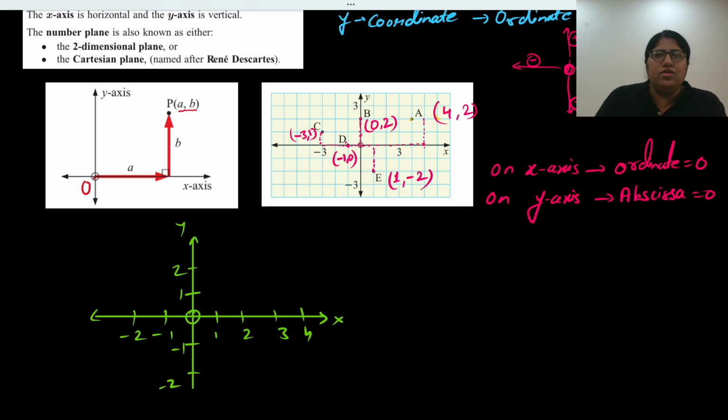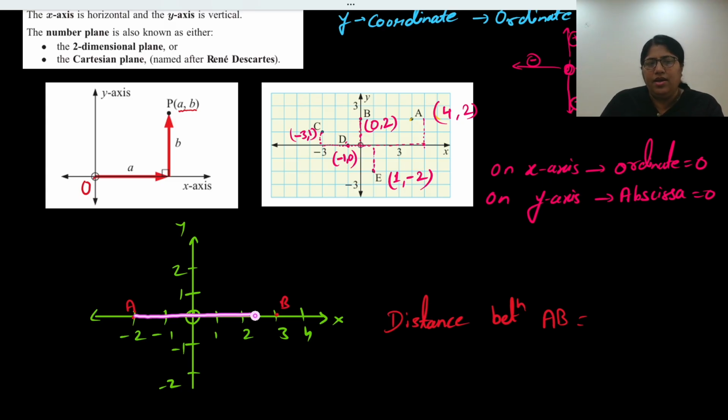Now anything which is on the axis, it's very easy to find out the distance. So here if I mark this point A and this point B, what is the distance between AB here? You know that it is on the axis, so if you take it from -2, because the distance can never be negative, I can take the absolute value of -2.